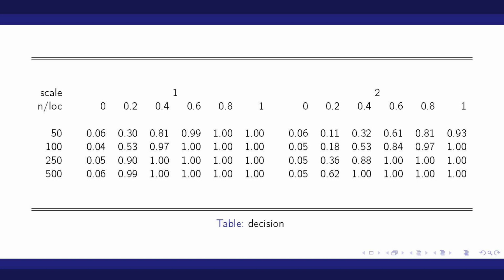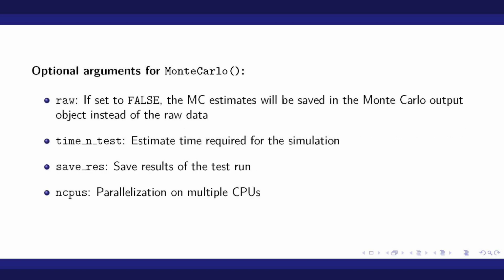The Monte Carlo estimate gives the relative frequency how often the null hypothesis was rejected for each parameter constellation. So if the true mean, the location, equals 0, the Monte Carlo estimator is an estimate for the size of the test, and if the true mean does not equal 0, it is an estimate for the power of the test. There are a few more optional input parameters for the Monte Carlo function that could be useful.